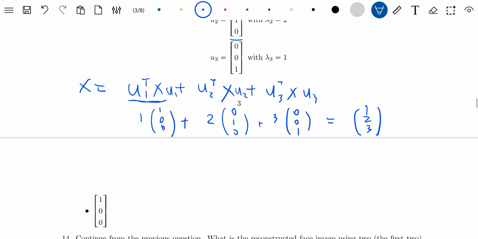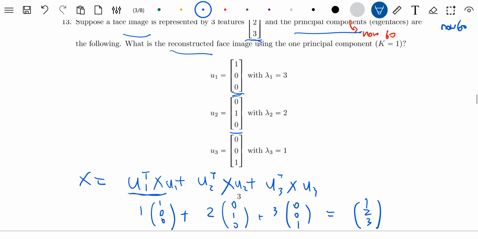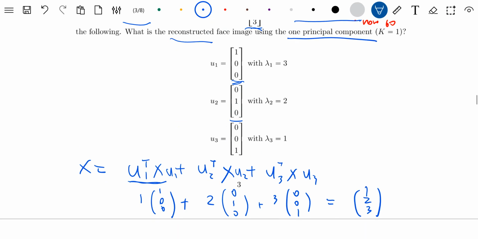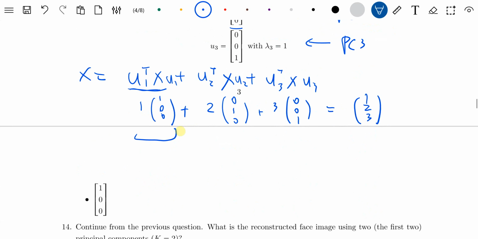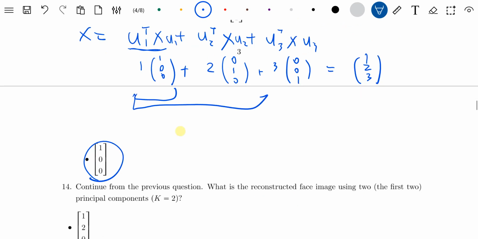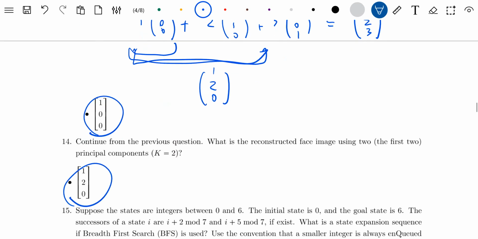Okay, so here we are asked to reconstruct with only one principal component, so we need to find the principal components in the correct order. So this is PC1, the one with the largest eigenvalue, and the second one is the one with the second largest eigenvalue. Similarly for this one. With only one principal component, we only want the first term, so that's why it's 100. With two components, we want the sum of the first two, so it's 120. And yes, 120.